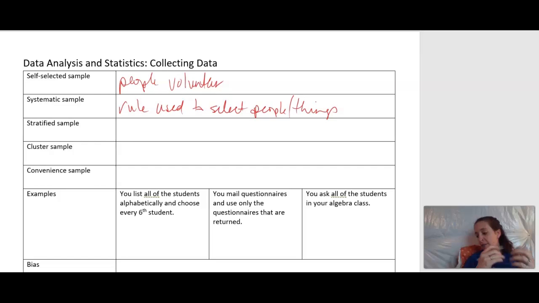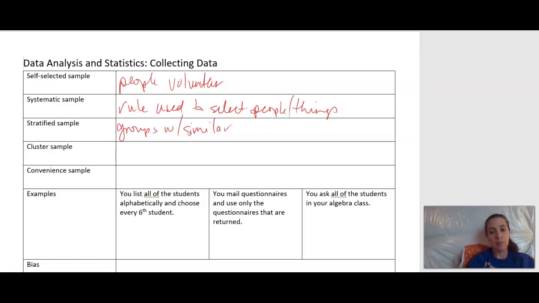A stratified sample, that's our next word, is where I divide my population, remember, population is everybody, into smaller groups that share a similar characteristic. Okay. So I take my whole population and I break it down into groups, and then one of my groups is selected.